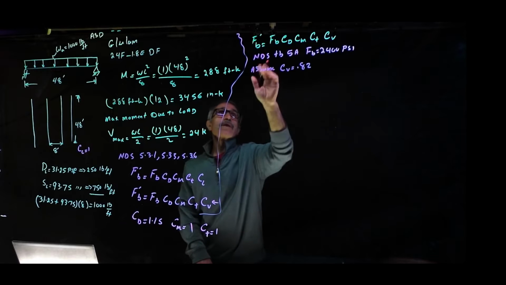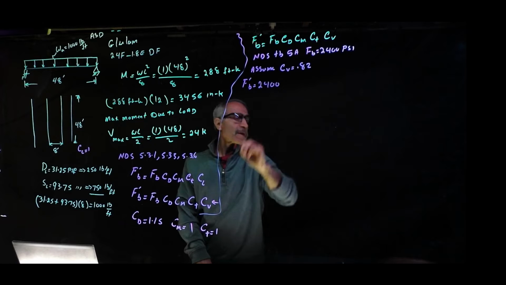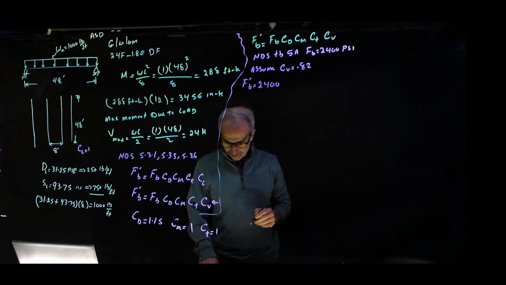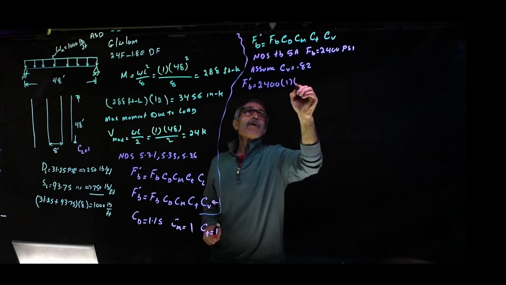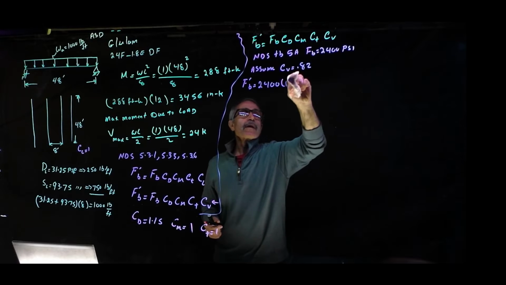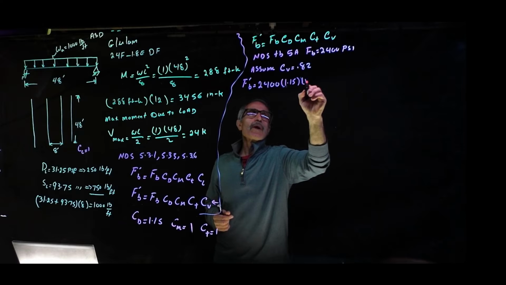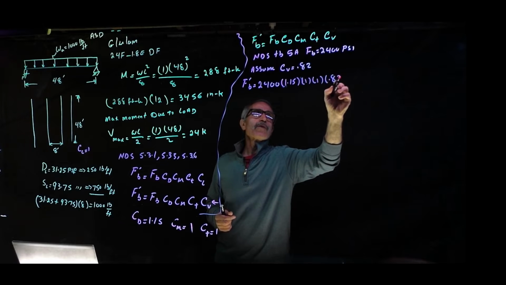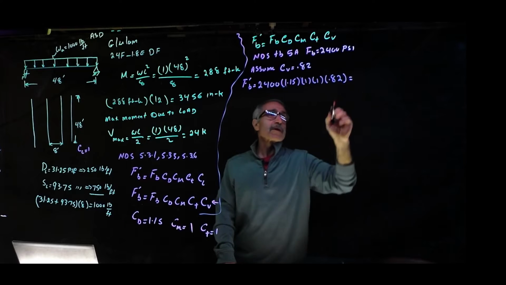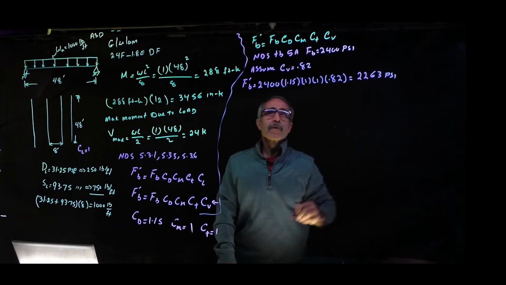So I'm going to go ahead and say F'b is equal to 2400 times 1, 1, no, I lied, 1.15, now 1 and 1 and 0.82, and that should give me 2263 psi. Okay.